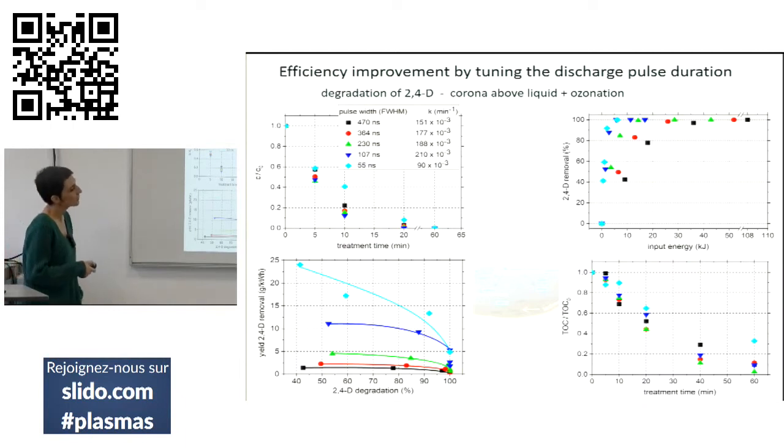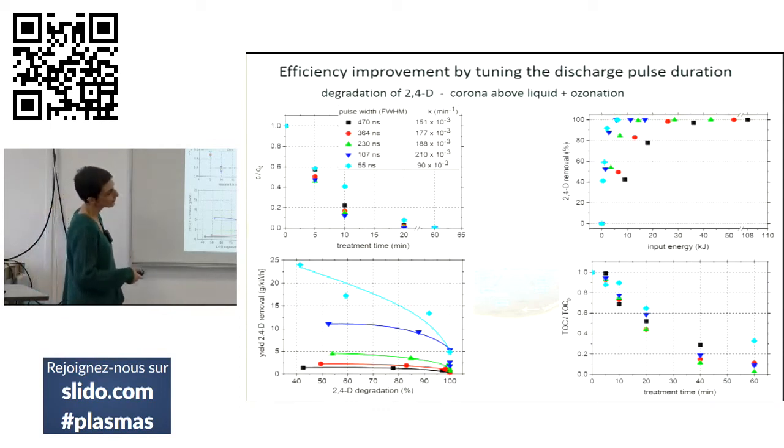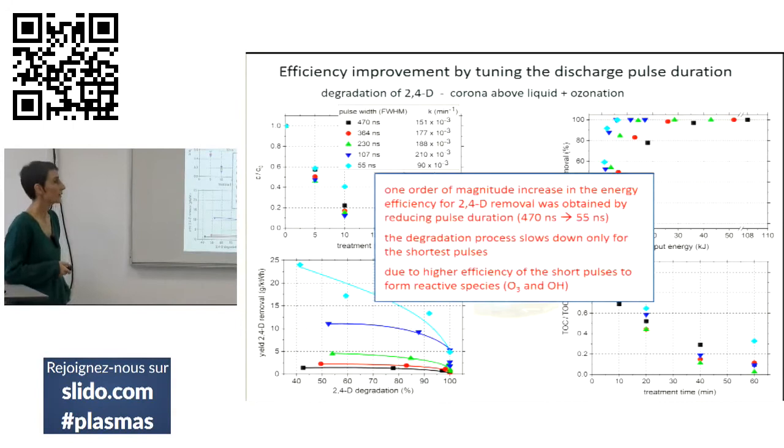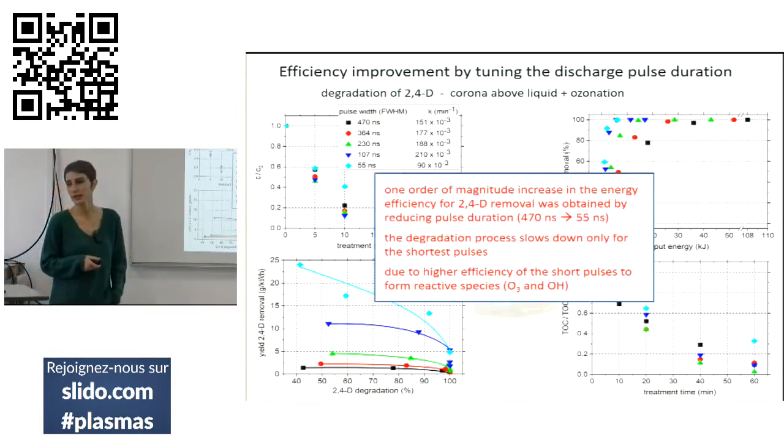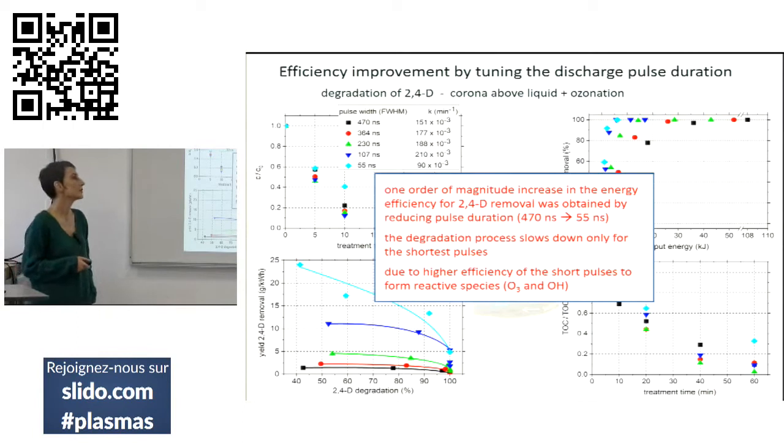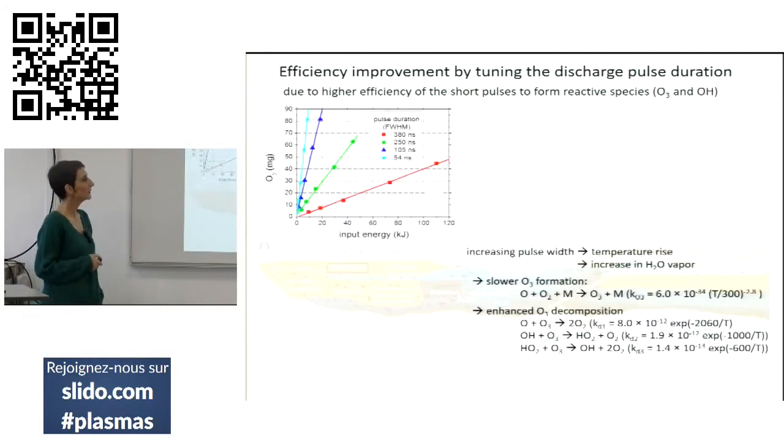And it's more or less a similar situation for the mineralization. So the results don't differ too much, except for the slower mineralization in case of the shortest pulses. So we managed to obtain like this about 1 order of magnitude increase in the energy efficiency for the removal of 2,4-D by reducing pulse duration in that range. And as I said, the degradation process slows down only for the shortest pulses. And we believe that this is due to the increased efficiency of the short pulses to generate reactive species, ozone and OH radicals. And we'll see this in the following.